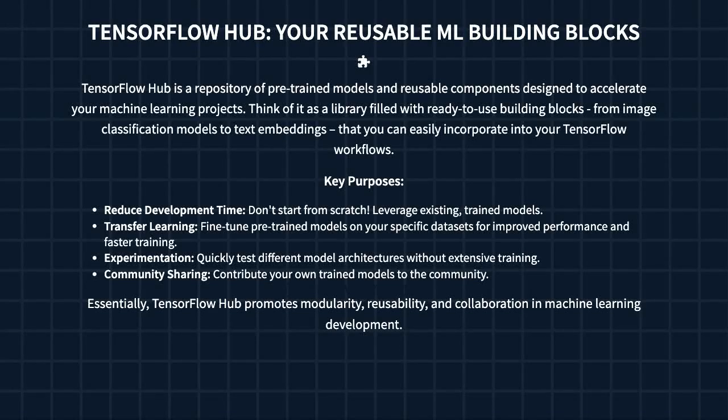Okay, let's talk about TensorFlow Hub. It's a really handy resource for anyone building ML models. It's basically a library packed with pre-trained models that you can just plug into your projects. Instead of having to train everything from the ground up, which takes ages and lots of data, you can borrow these existing models. This massively speeds things up. It's all about reducing development time and making it easier to experiment with different approaches. Plus, there's a fantastic community aspect where you can even share your own trained models.